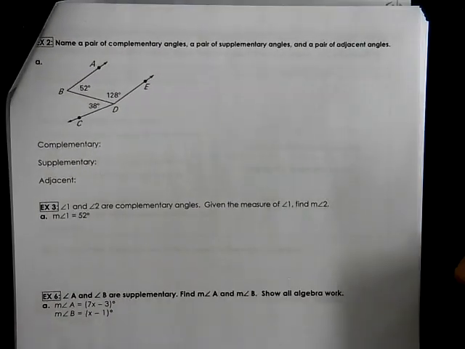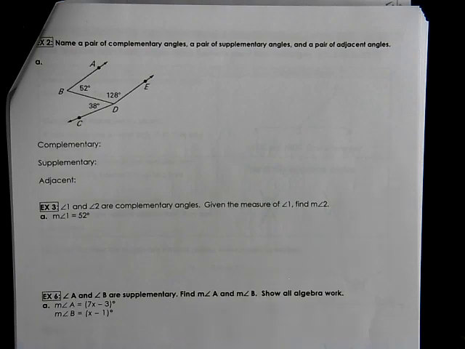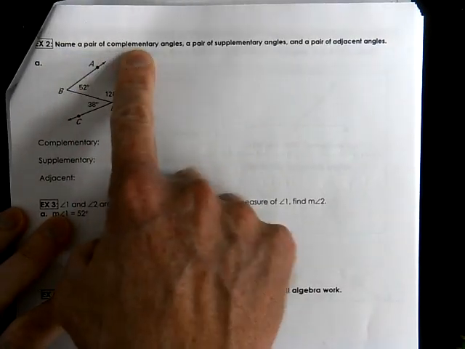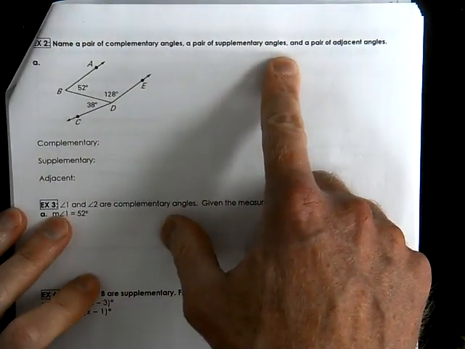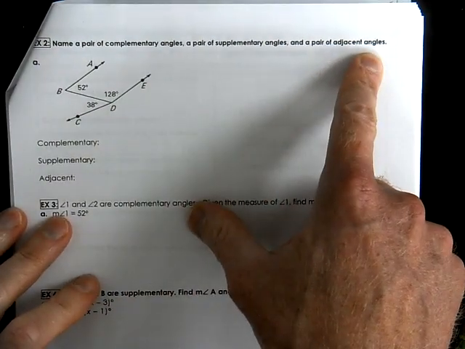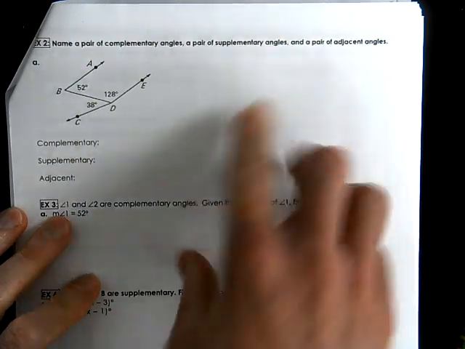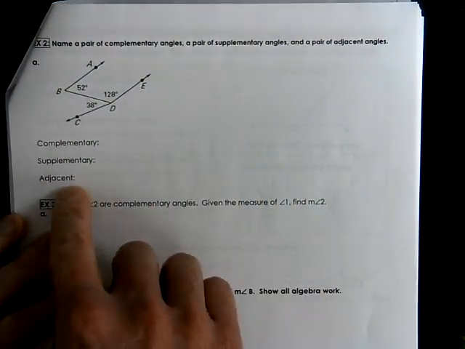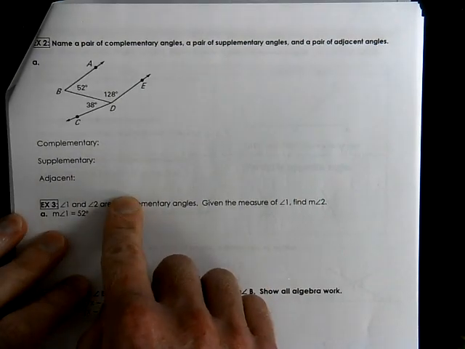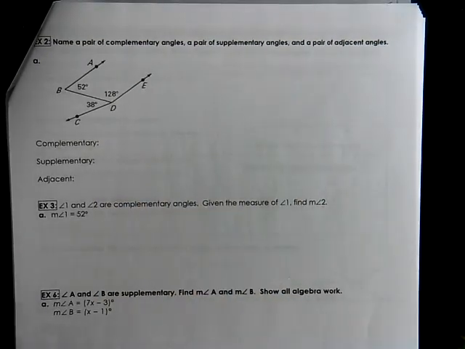All right, let's come on over here to this one. Let's discuss: name a pair of complementary angles, a pair of supplementary angles, and a pair of adjacent angles. If you're watching this video at home, pause the video. Try to answer the questions yourself. In class, we're going to have students come up and write these answers on the board. So pause the video.